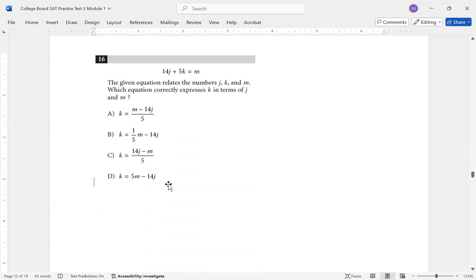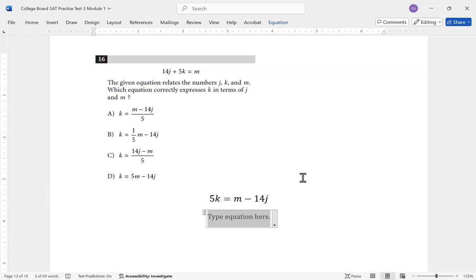Question 16. The equation relates the numbers J, K, and M. Which equation correctly expresses K in terms of J and M? In other words, what it's asking me to do is to solve and get K by itself. So I need to get K by itself on one side. The way I would do that is I would start out with my equation and I would subtract 14j from both sides. When you do that, you'll get 5k is equal to m minus 14j.